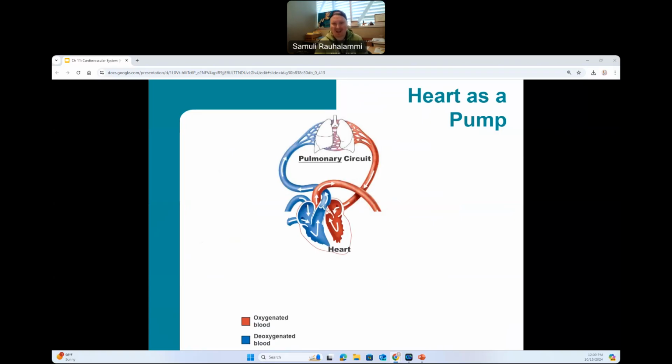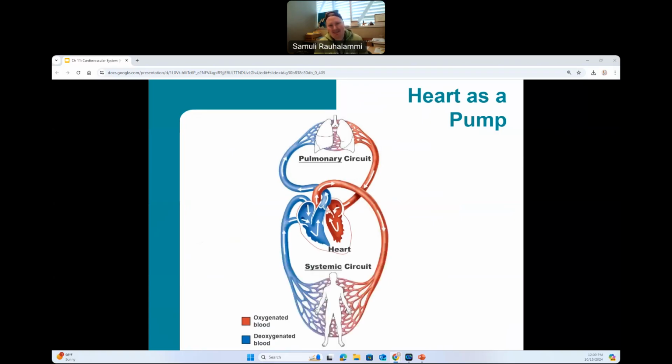Now to the left side of the heart. And let's look at the left side of the heart a little more. So the left side pumps the blood to the systemic circulation. All other vessels of the body except the lungs form the systemic circulation, and there the blood gives off the oxygen to the tissues and then returns back to the right side of the heart as deoxygenated blood.